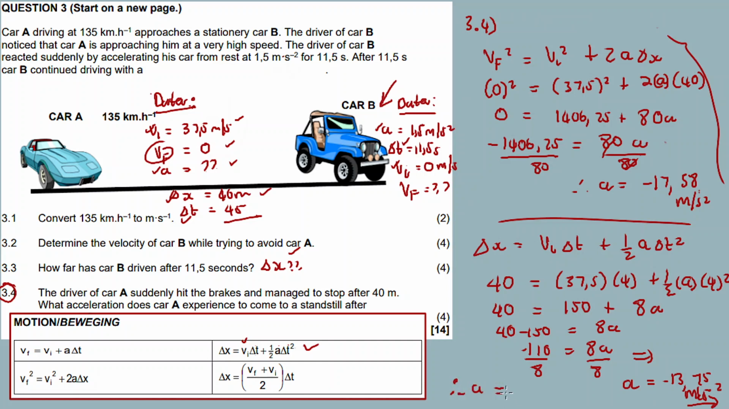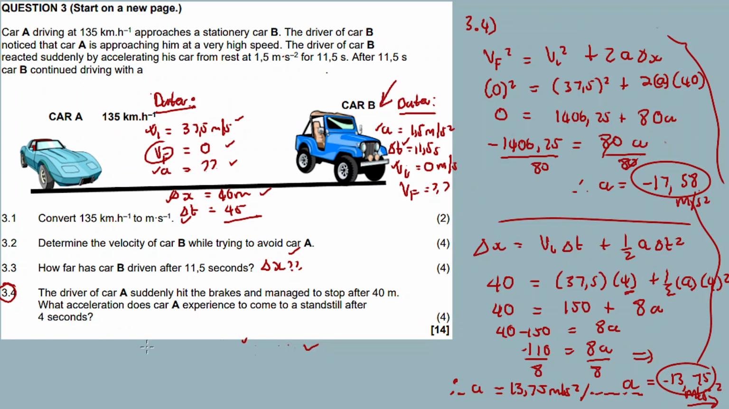Therefore, a is equal to negative 13.75 meters per second squared, the deceleration. You see the difference here, negative 13 versus negative 17. It's because of this time. Wherever time is given, you must use it. If I had not noticed the time, this whole thing would have been wrong because we didn't use time in our calculation.